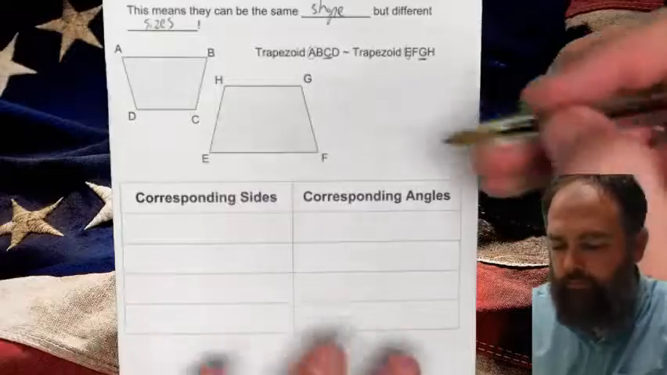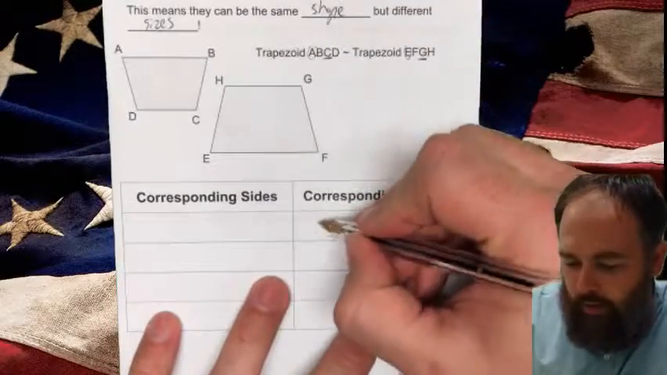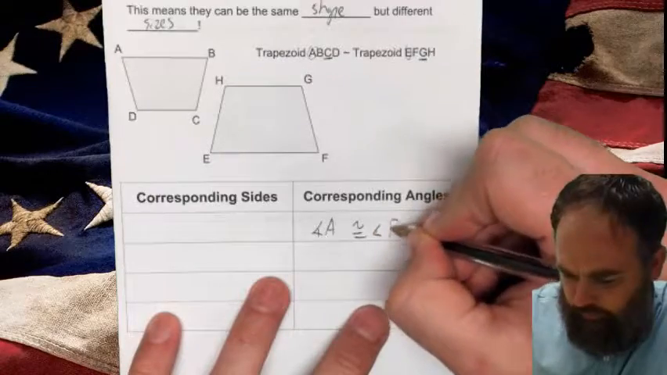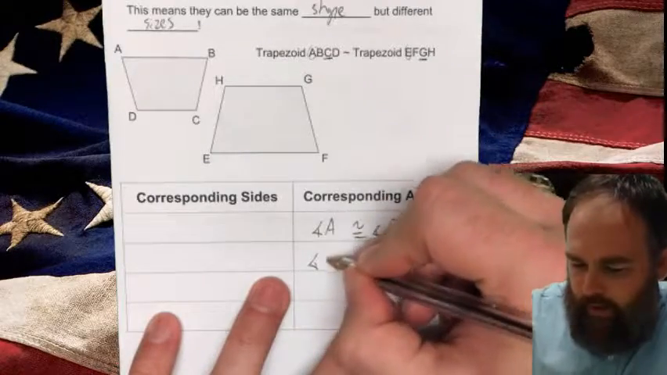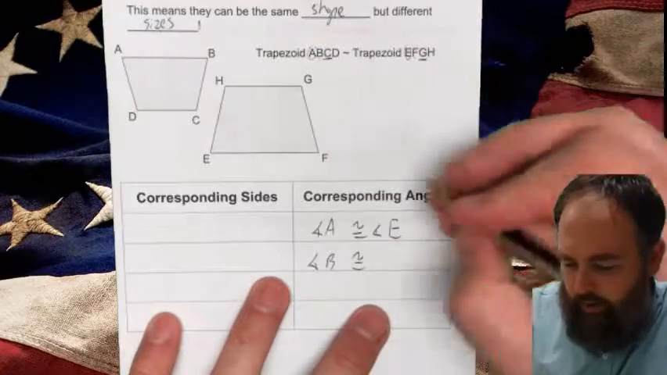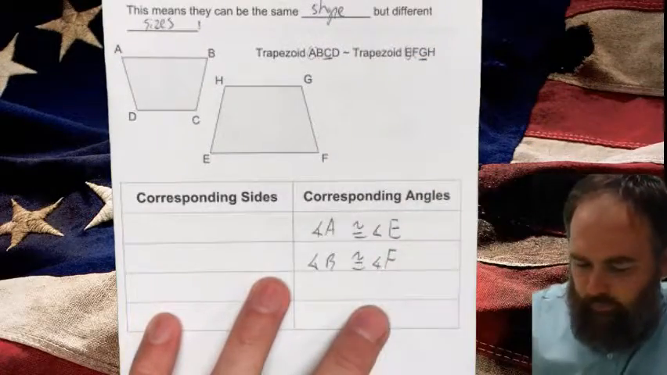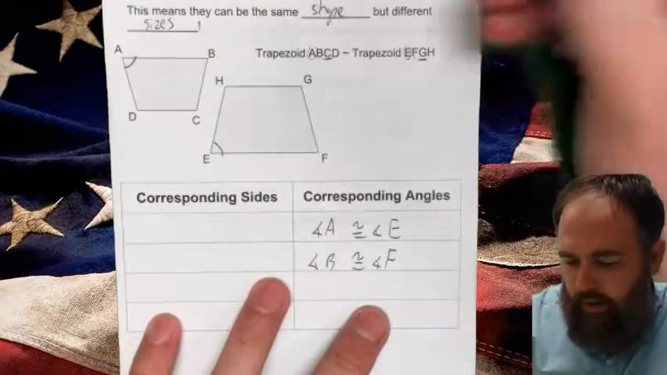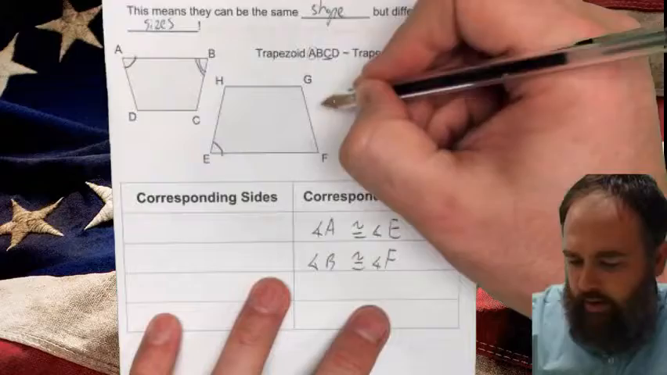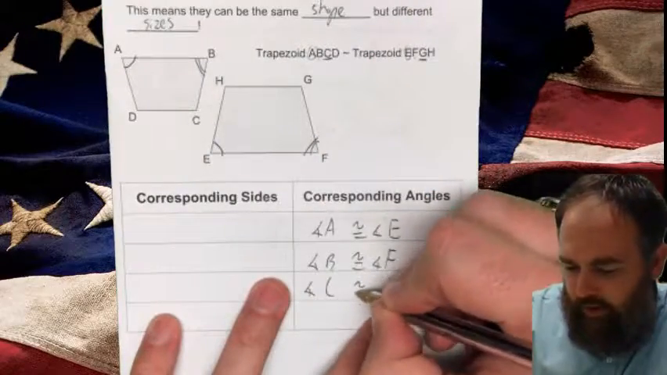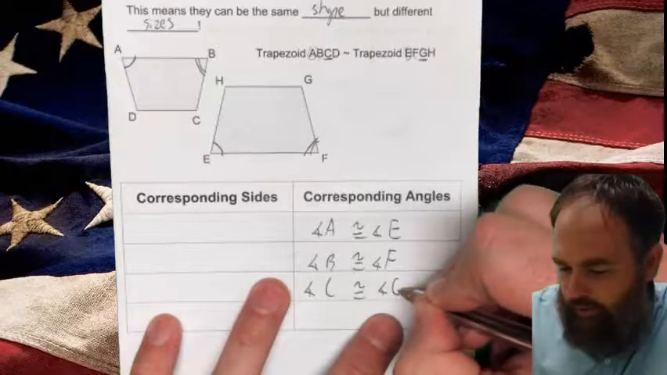So, based on this, I know that angle A must be congruent to angle E. Angle B in the second position must be congruent to angle F. And let's go ahead and mark those in as we go. Angle A is congruent to angle E. Angle B is congruent to angle F. Angle C is congruent to angle G.